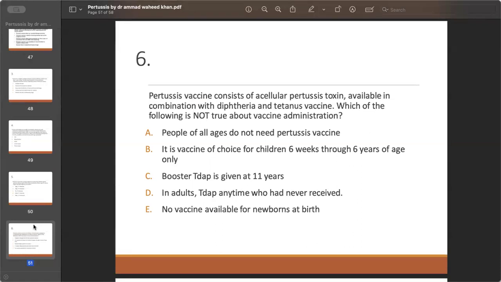Question number six. Pertussis vaccine consists of acellular pertussis toxin available in combination with diphtheria and tetanus vaccine. Which of the following is not true about the vaccine administration? Option A, people of all ages do not need pertussis vaccine. Option B, it is a vaccine of choice for children 6 weeks through 6 years of age only. C, booster Tdap is given at 11 years. D, in adults, Tdap anytime if never received. E, no vaccine available for newborns at birth. C. D is the right answer.